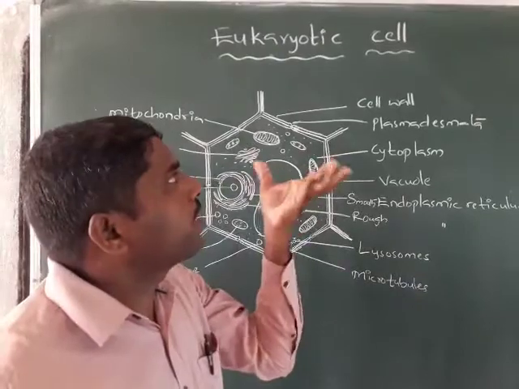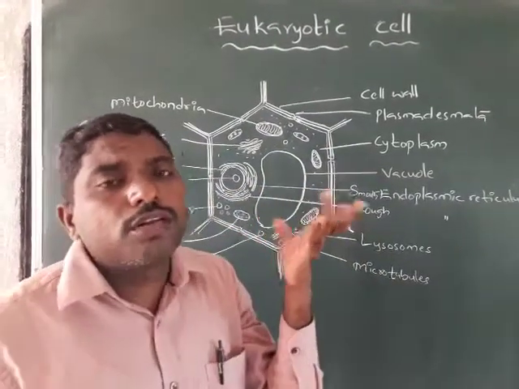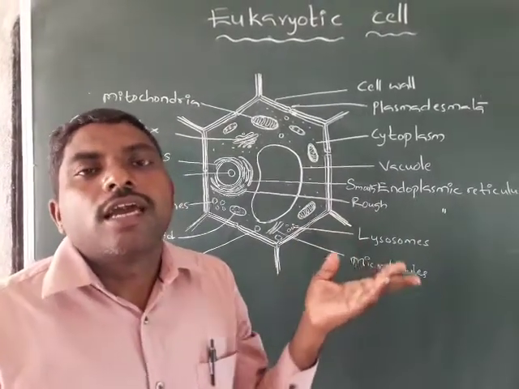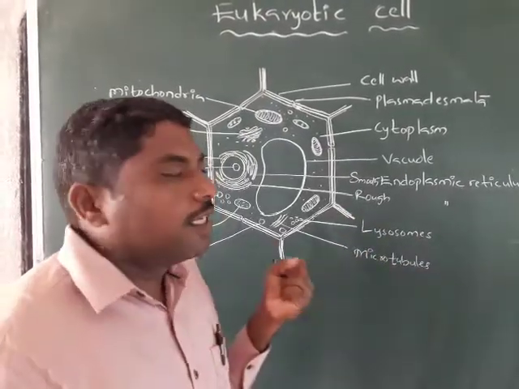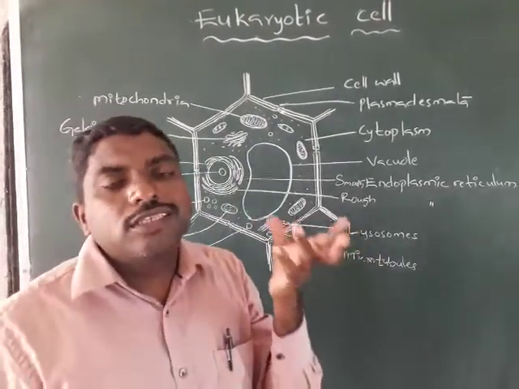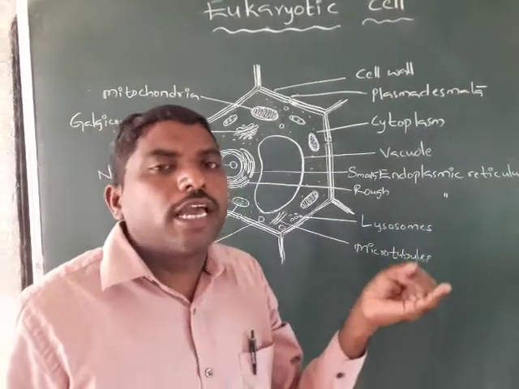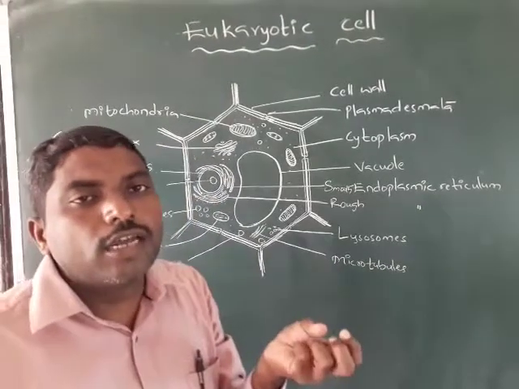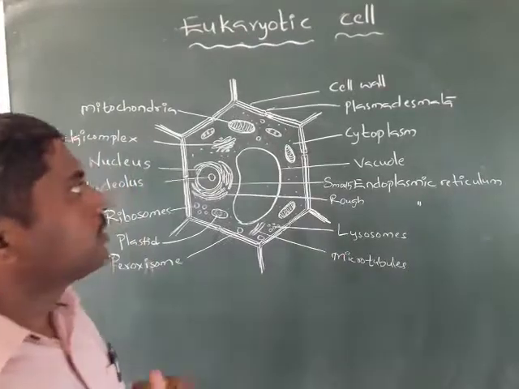This eukaryotic cell is present in eukaryotic organisms. What are the eukaryotic organisms? Protists, fungi, plantae and animals. All plants and animals have eukaryotic cells. These are the eukaryotic organisms: all plants, animals, protists and fungi.